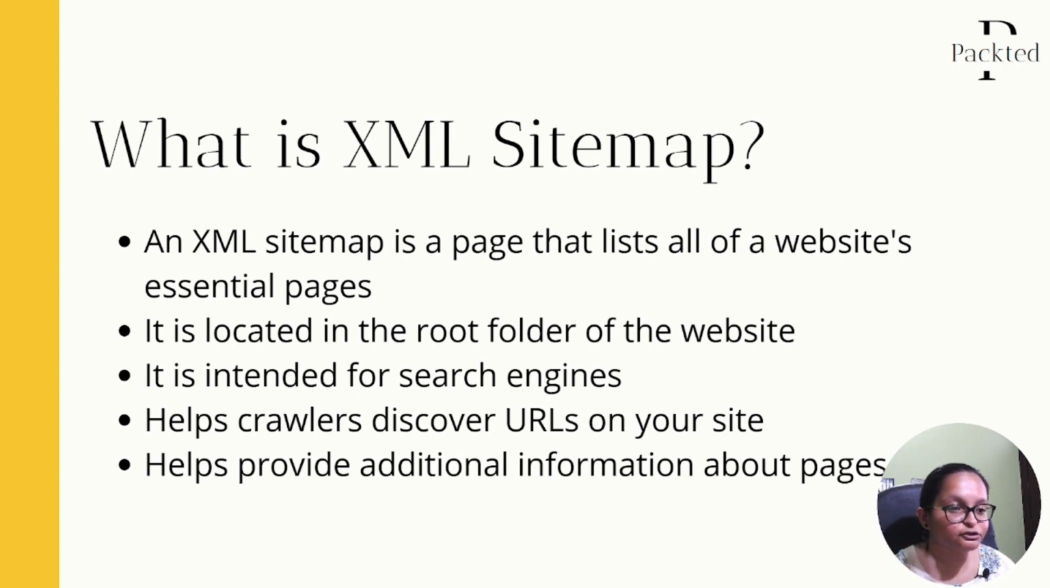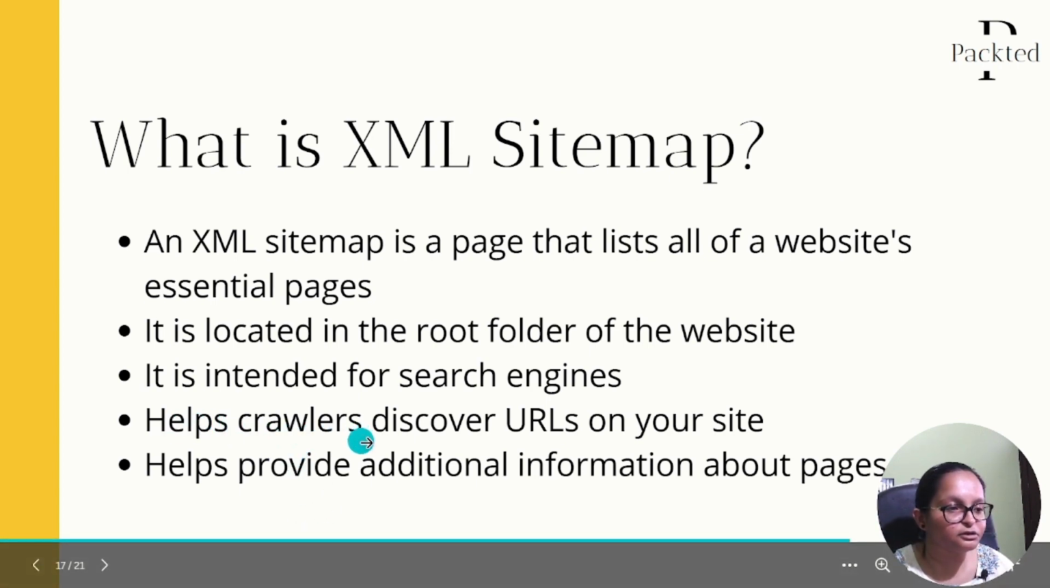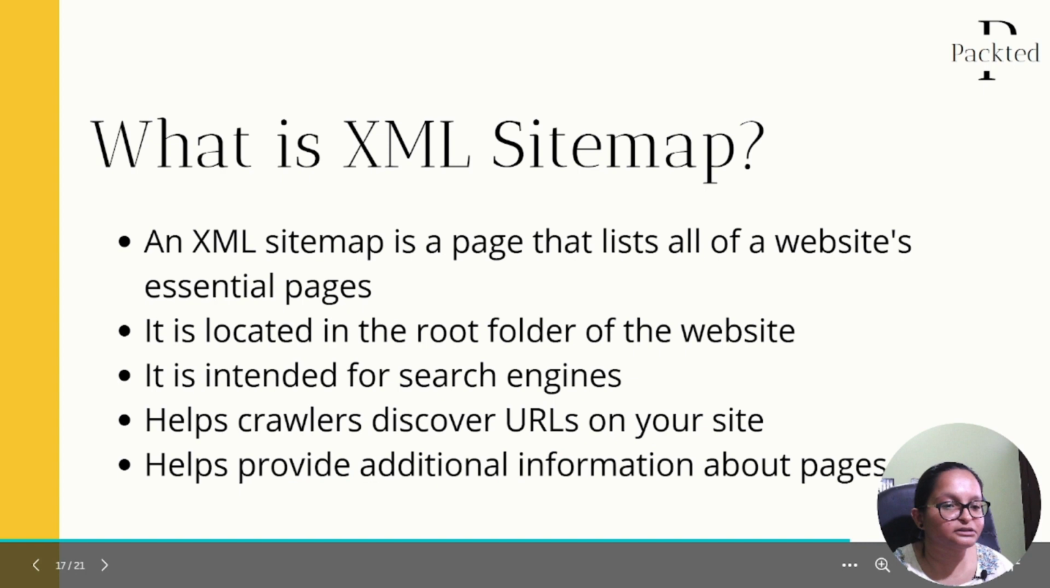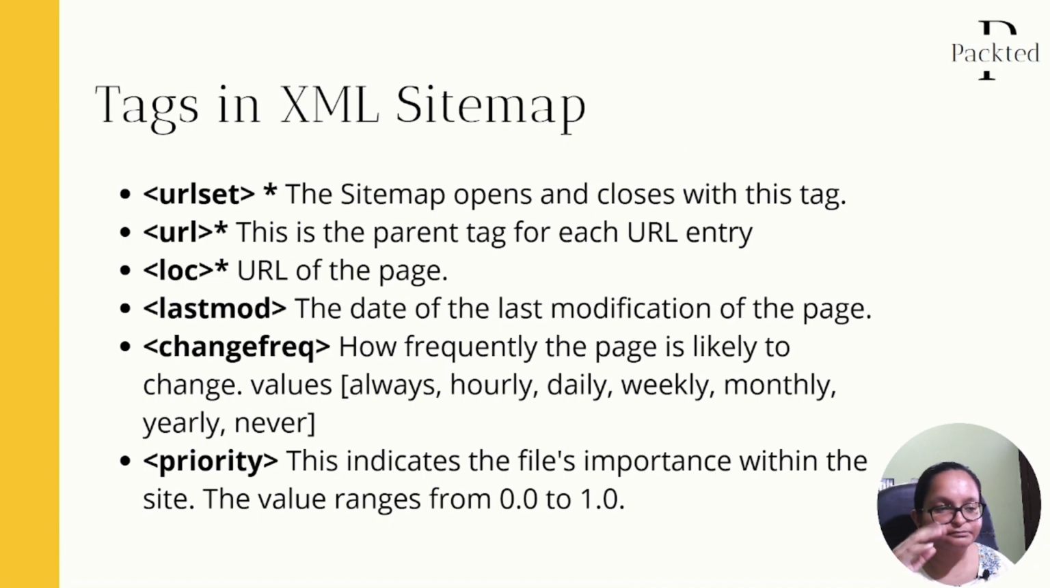It is intended for search engines, and it helps crawlers discover URLs on your site. Again, it only helps in discovering URLs, and it is not something that will guarantee that your pages will get indexed or crawled. And it helps provide additional information about pages. I will tell you what kind of information we are talking about. So these are tags in the XML sitemap, and these are the things I was talking about, that a sitemap provides additional information about a site. So first I will discuss all of the tags with you, and then I will show you a sitemap that includes all of these tags.